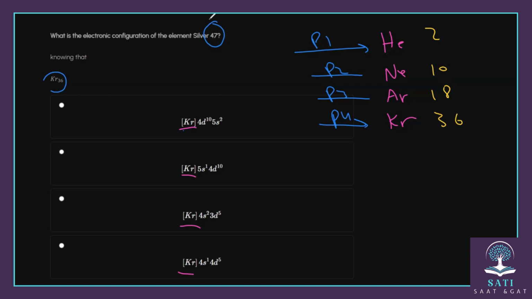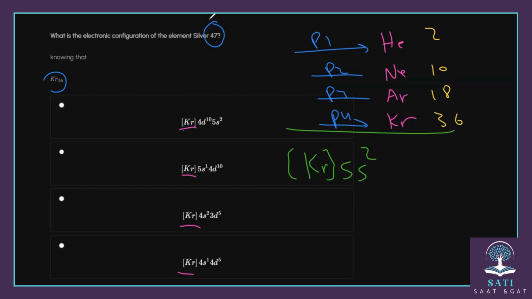Okay, when the 4th period has been finished, what comes after the 4th period? The 5th period. And the 5th period starts with 5s. So it's going to be krypton, and krypton means 36 electrons are used. Krypton finished period 4, so we start period 5, which is 5s. So 5s will take 2 electrons.